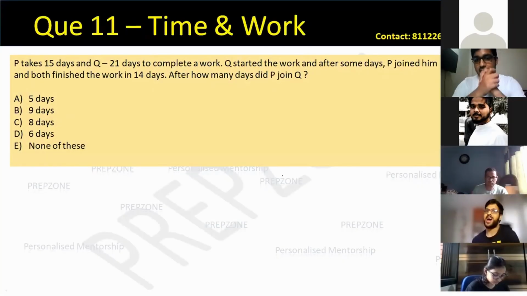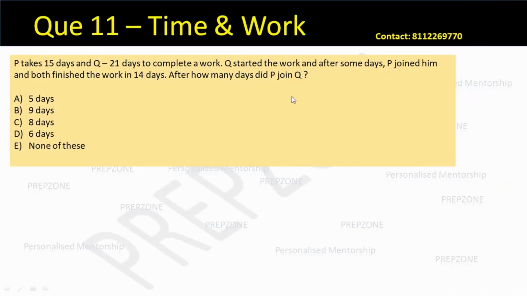Here's the next question. What is given? P takes 15 days, Q takes 21 days. Q started the work and after some days P joined him and both finished the work in 14 days. After how many days did P join Q?